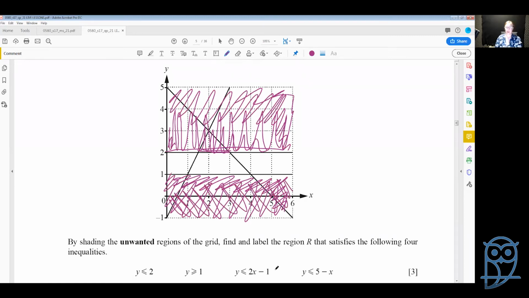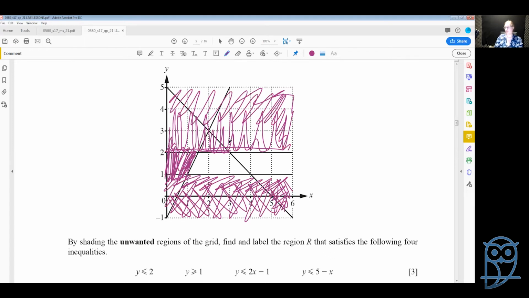Okay. Next, we have this equation here. This is a straight line with our slope 2 and our y-intercept -1. So that would be this line over here. Okay. And we want it to be less than this line. So that would be below the line. So that's everything on this side that we want. So our unwanted region is everything on this side. So that part we still have to shade.